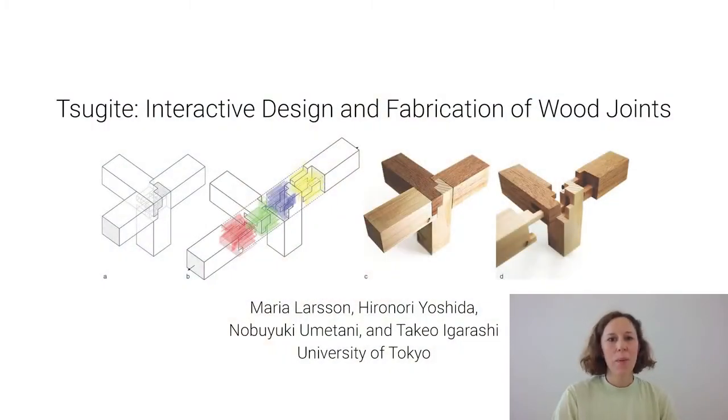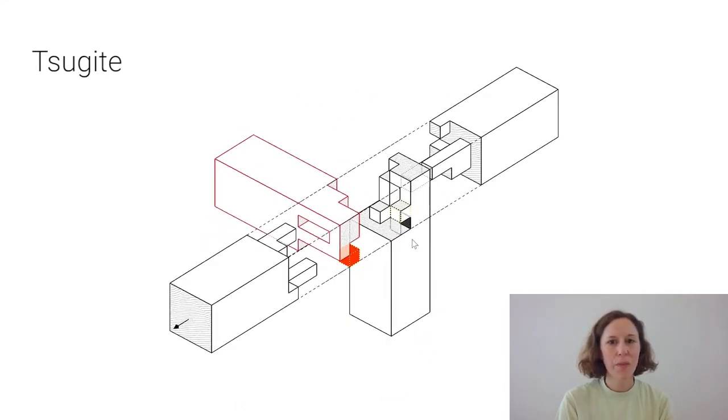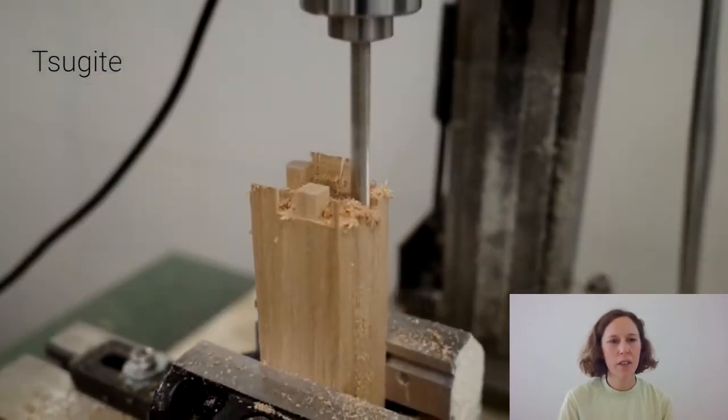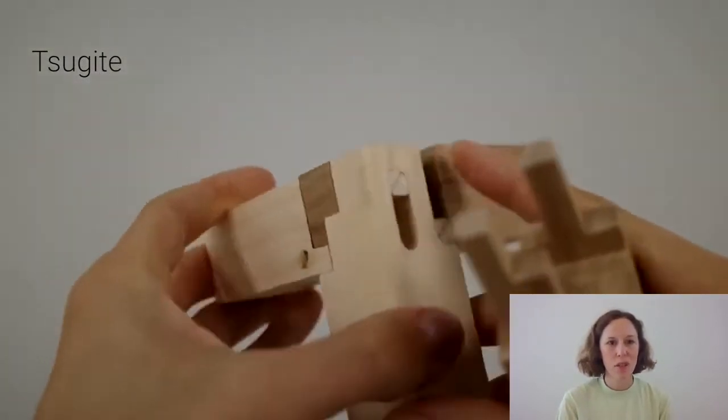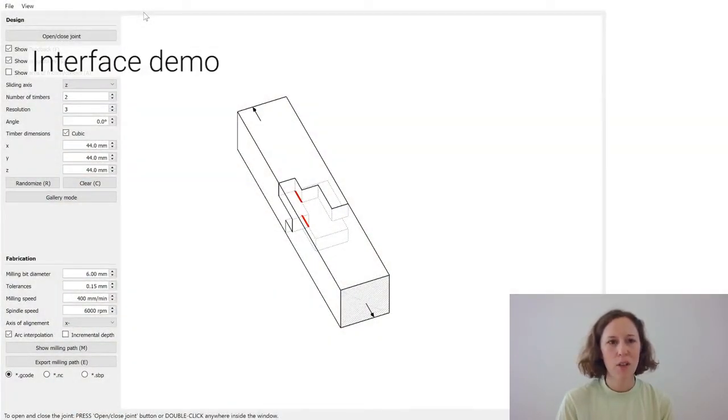I will present our paper titled Tsugite'an, Interactive Design and Fabrication of Wood Joints. We propose a system to facilitate the creation of joinery, considering many practical criteria, including the material properties and machine restrictions. Let me start by showing a real-time interface demo.